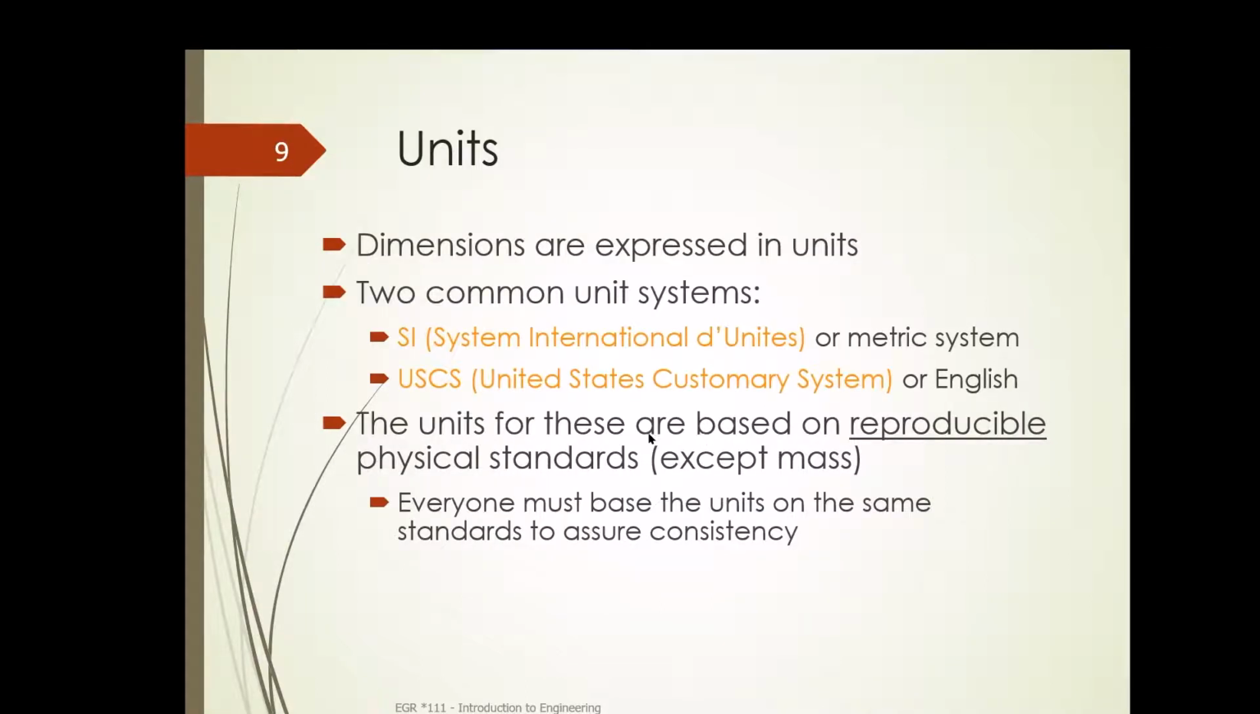Okay. So we know these dimensions are typically expressed in units, right? And we have 2 common unit systems for this. Like I said previously, we have the metric system and the USCS system, right? And since we use this in the US, of course, we use them both in the US, it's often the case where we need to make conversions between the 2 unit systems. Okay, so unit conversions is an important aspect of engineering.